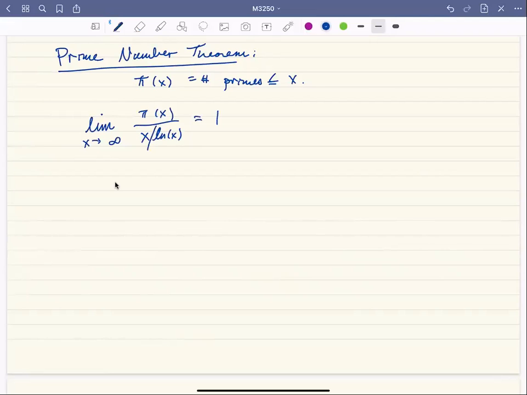So what this says is that when x is large, the number of primes less than or equal to, say, a trillion will be approximately equal to a trillion over the natural log of a trillion.